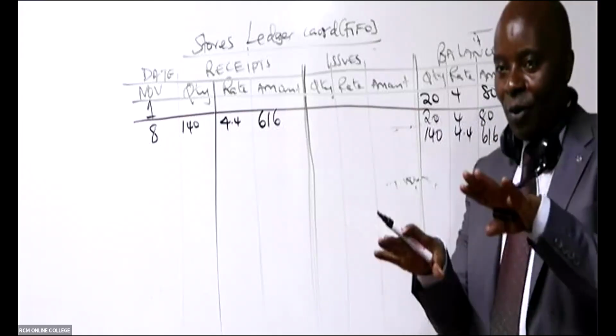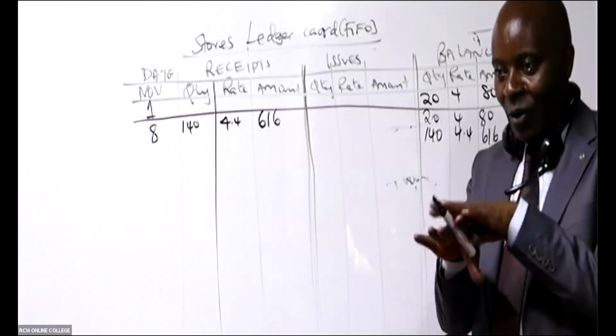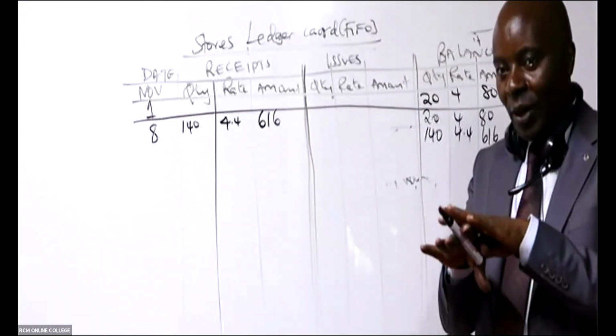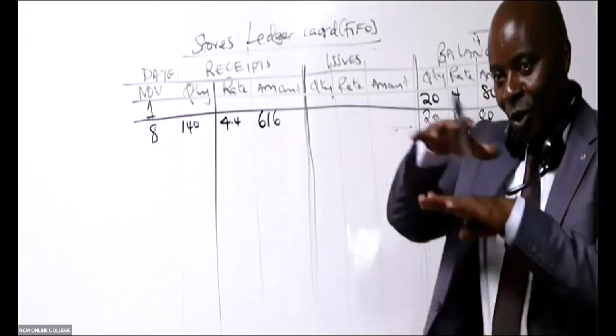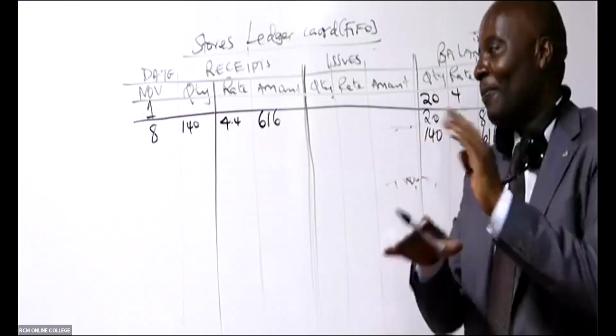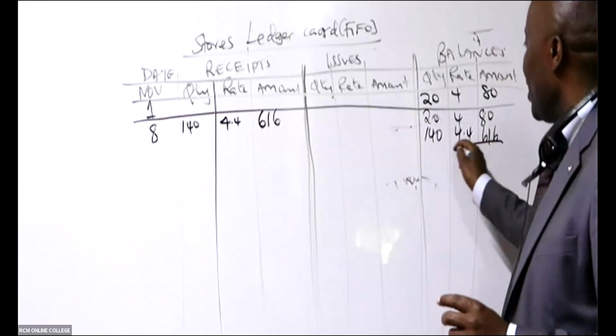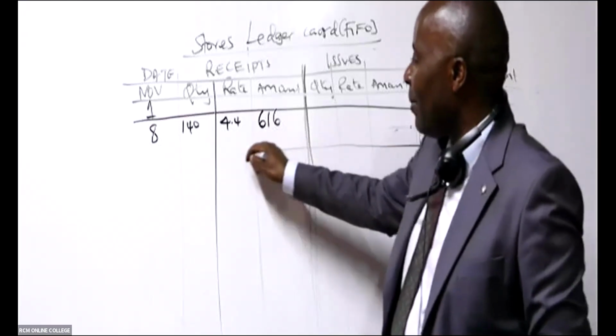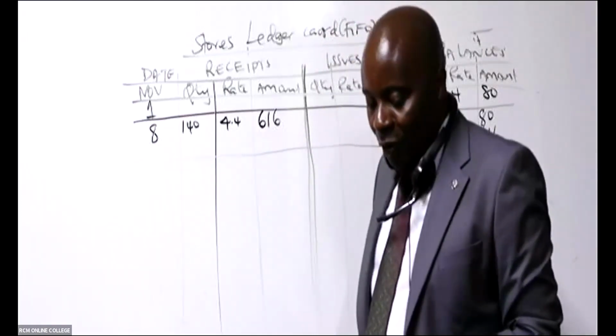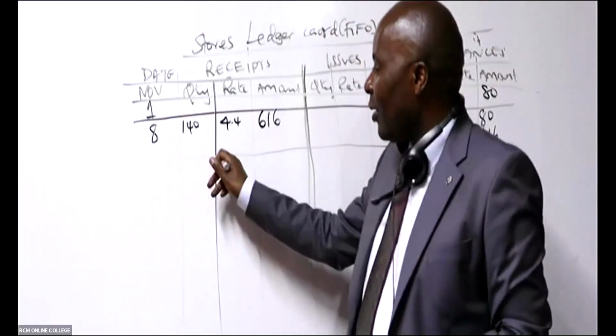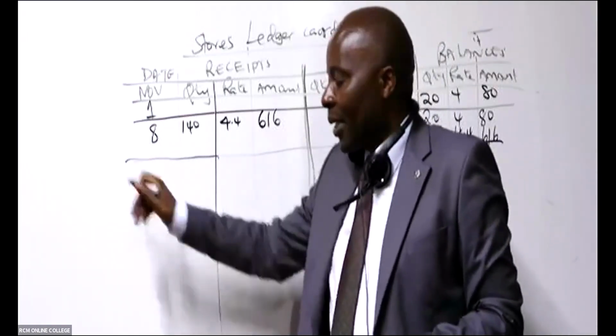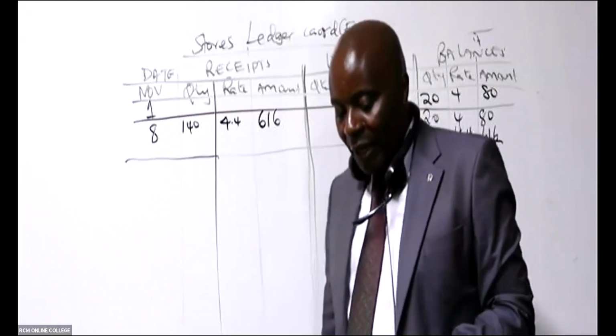So in the stores, I've got two batches: the oldest being the one of 20, and the new being the one of 140. So the new is on top now, the oldest like that. So you don't add, just come like that. After November 8th, ladies and gentlemen, what do we have there? After November 8th, we have another date.